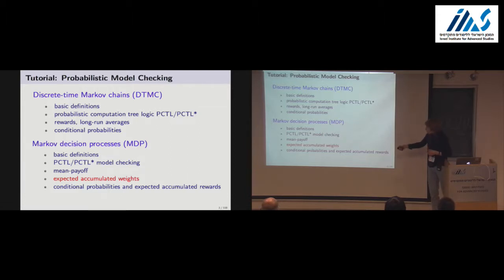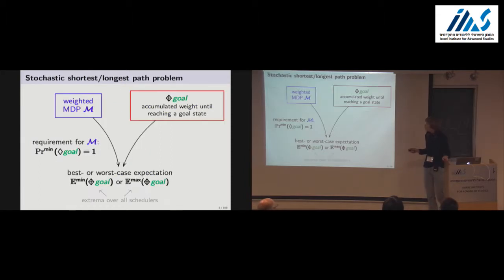So we come back at the end of the talk tomorrow in the morning. We talked about the computation of maximal expected mean payoffs, and now we return to another kind of expectation, namely accumulated rewards until reaching a certain goal.